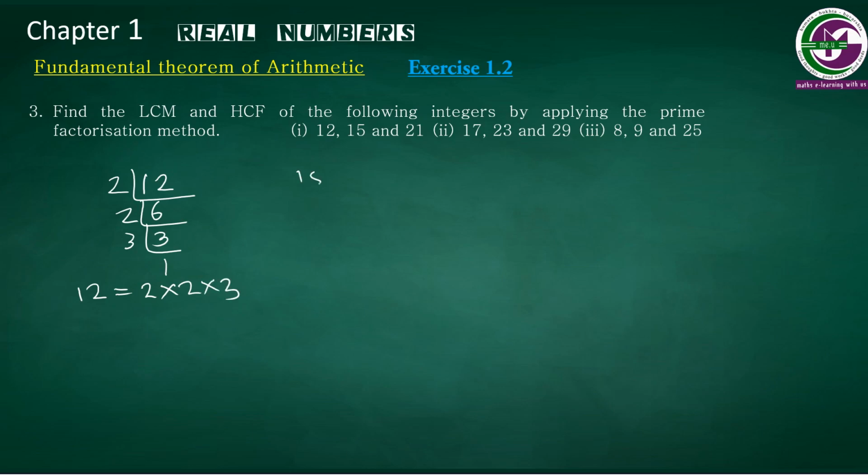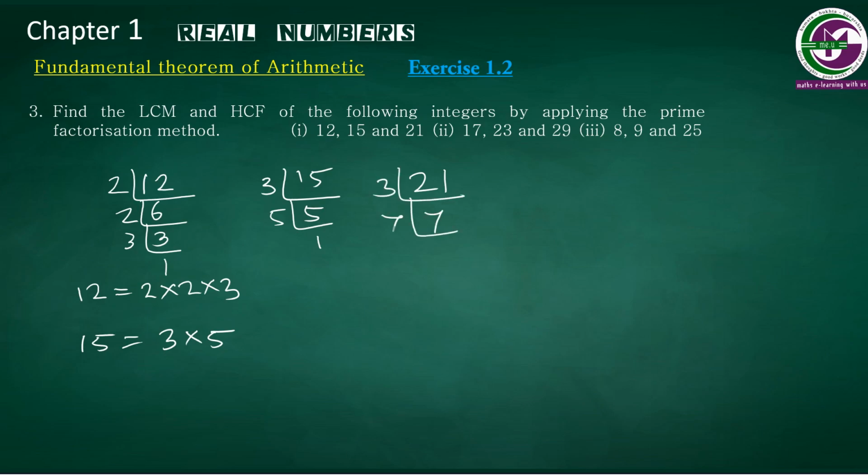Next we'll write 15. So we know 3 is a factor, 5 times, 5 is a factor, 1 time. So 15 can be written as 3 times 5. Next is 21. In 21, 3 is a factor, 7 times, 7 is a prime number, 1 time. So 21 equals 3 times 7.